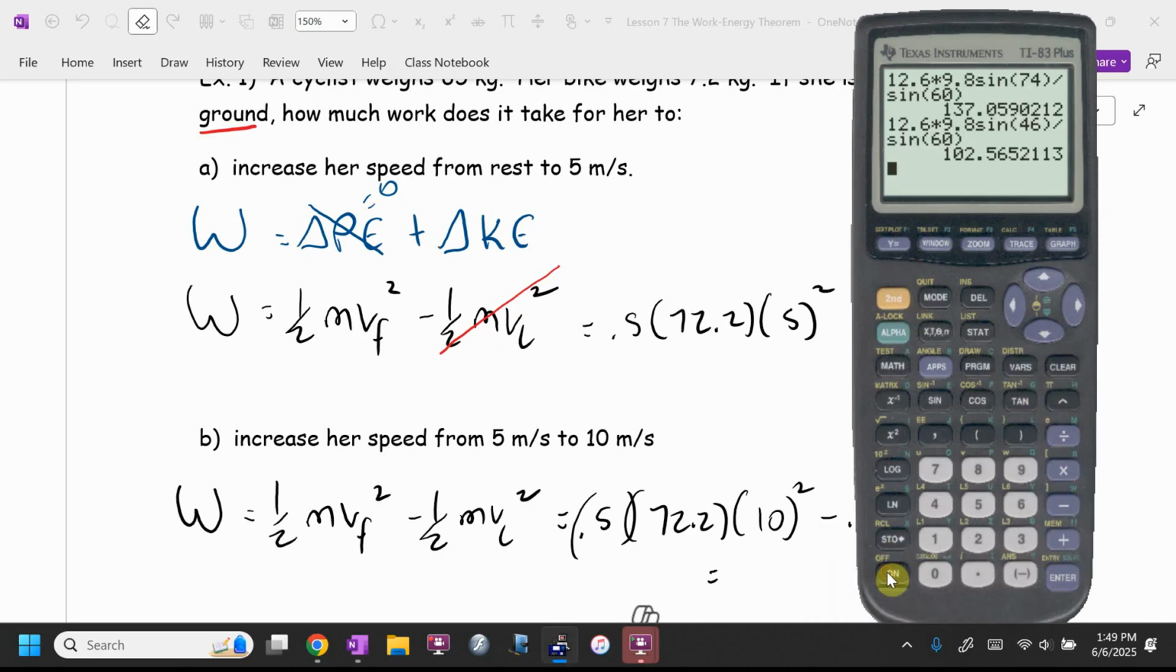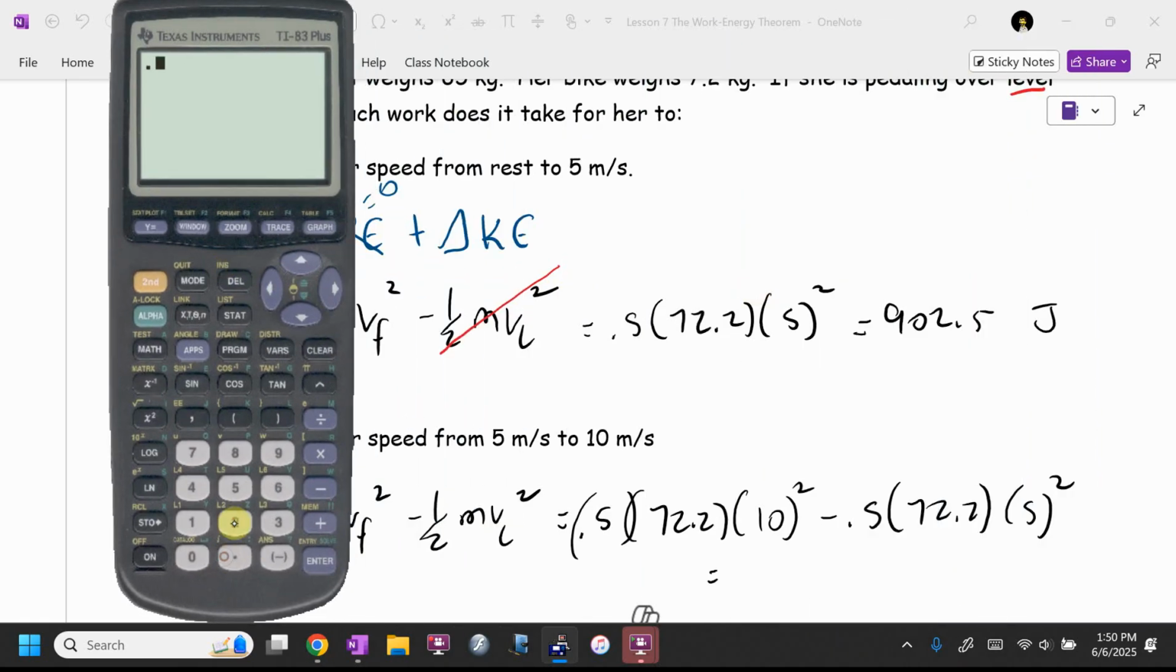So if I go to my calculator, I get 0.5 times 72.2 times v final 10 squared minus 0.5 times 72.2 times 5 squared. Allie, what'd you get? I think you're going to get in the thousands. I think in the 2000s, but don't quote me on that. What'd you get? 2707.5, yes?